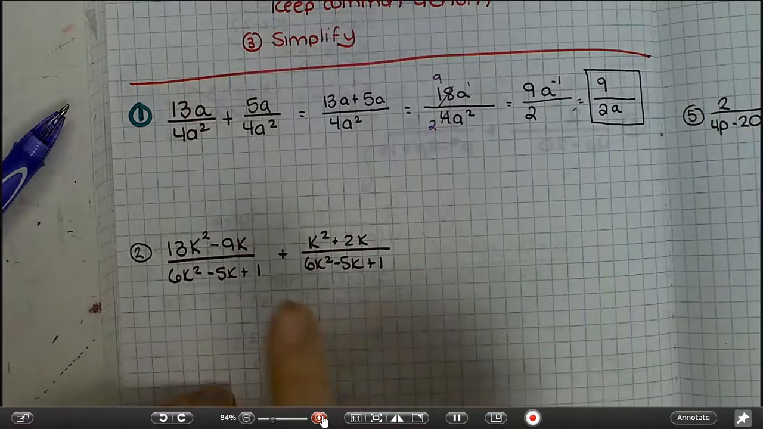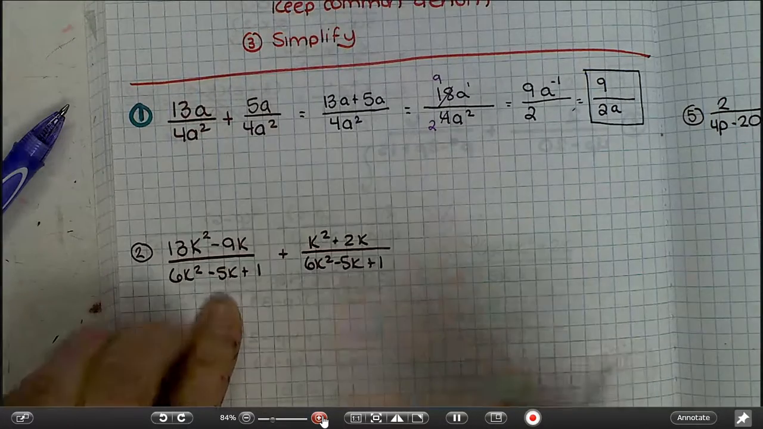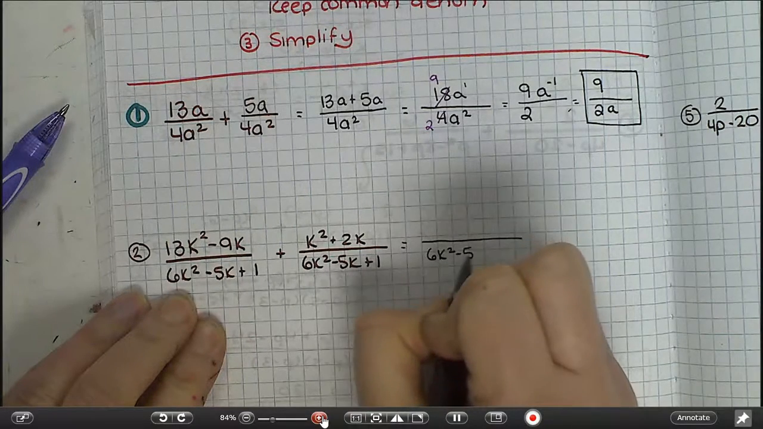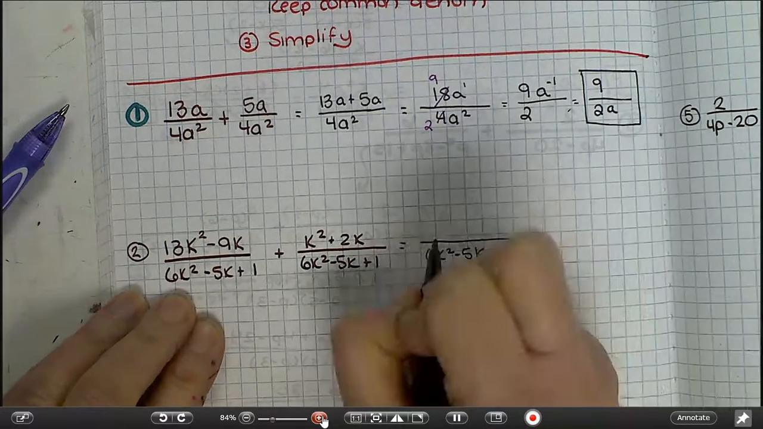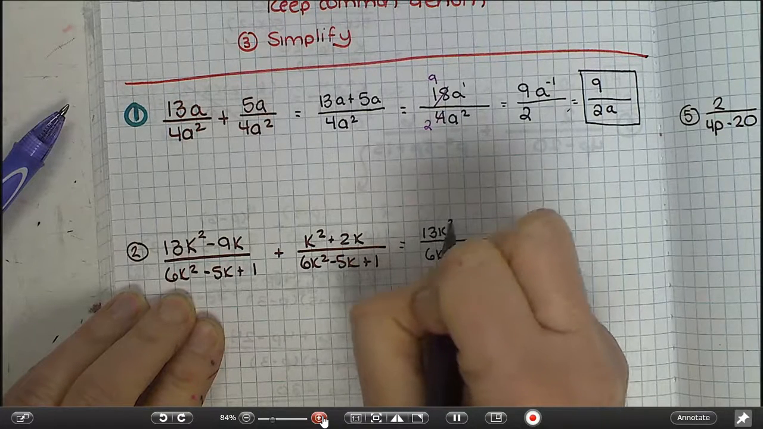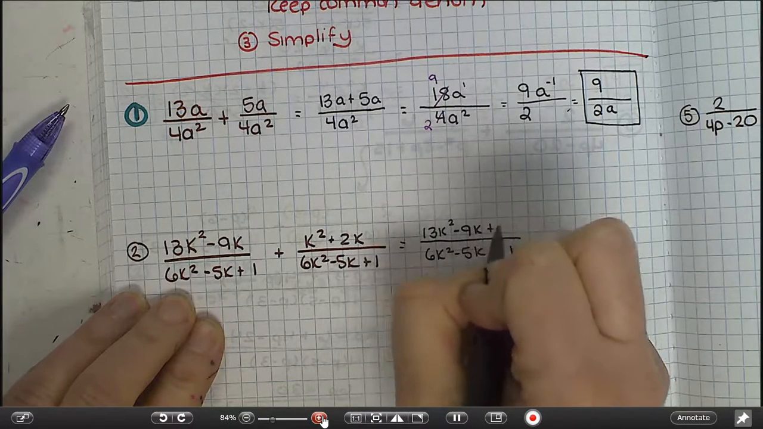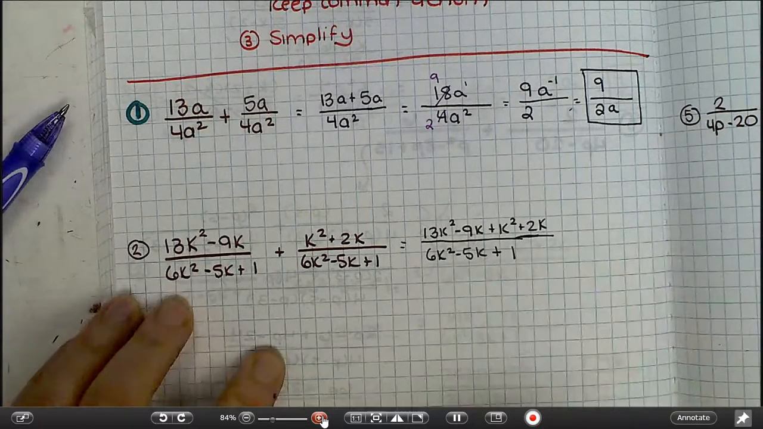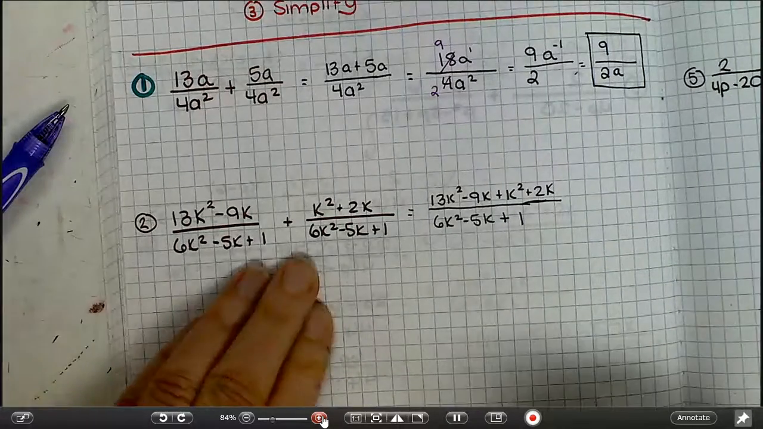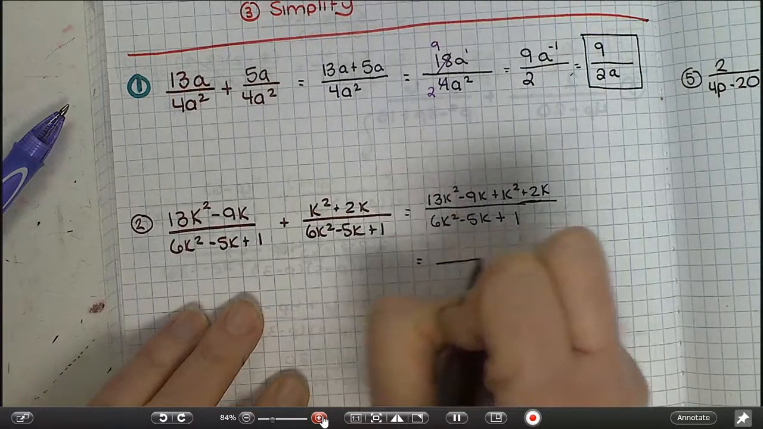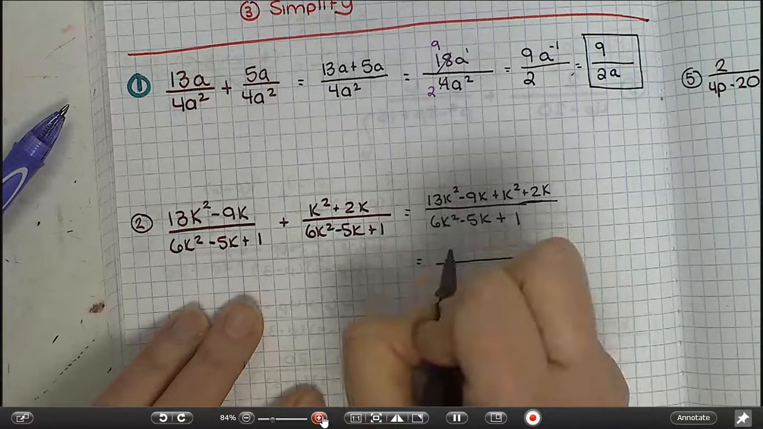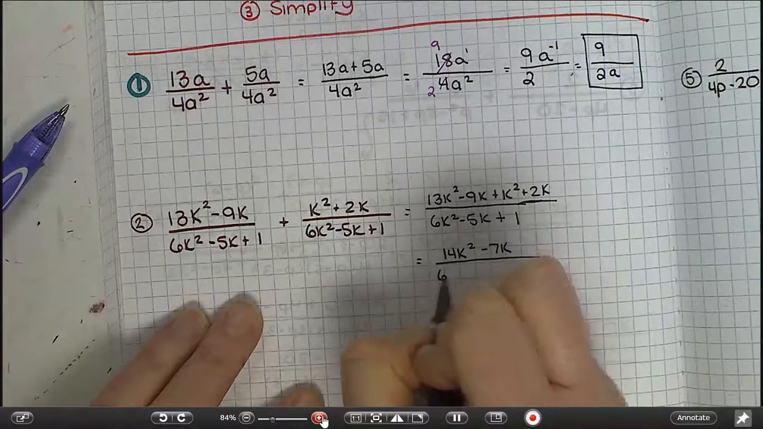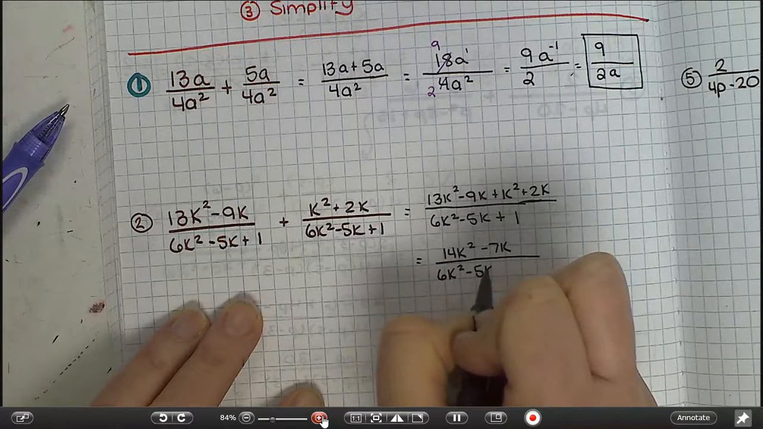The next one is a little bit more complicated, although it does have the common denominator already. So step 1 is to keep it as it is and combine the numerators. Again, I don't recommend just doing this by eyeballing it because you will likely forget the subtraction part, the distributing of the negative over the second fraction's numerator. So I would just go ahead and write it out and then combine where you're not going to make as many mistakes. So 14k squared minus 7k over 6k squared minus 5k plus 1.